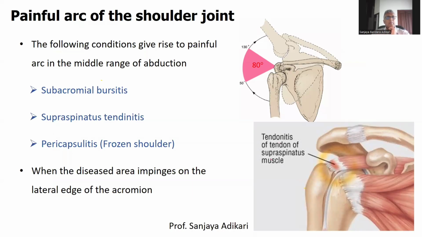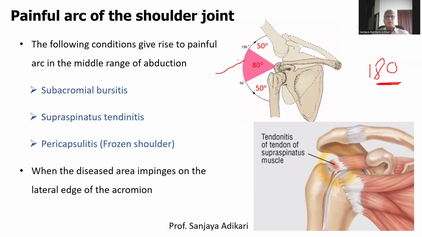Then this painful arc, which is another clinically important condition. Painful arc actually happens in the middle. Now, if you take 180 degrees of shoulder abduction, it is the middle 80 degrees, roughly, that causes maximum pain when they abduct the shoulder. So the first 50 and last 50 out of 180 are relatively less painful.